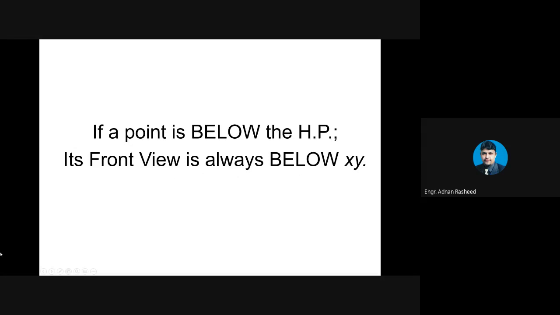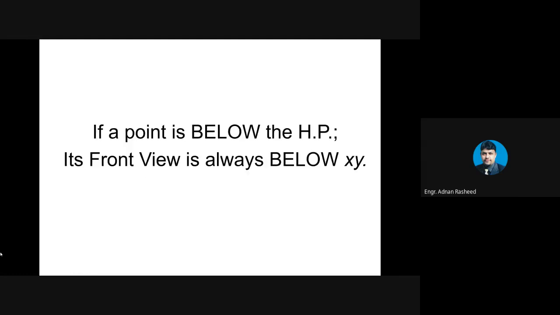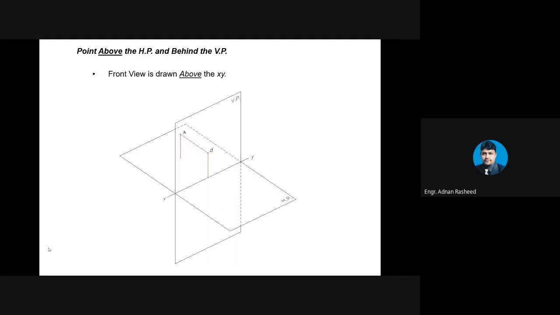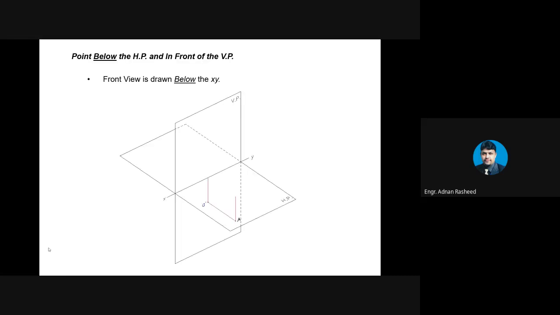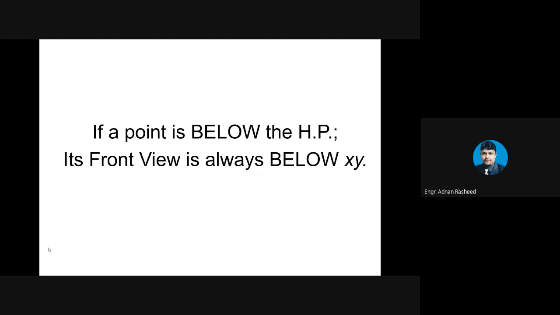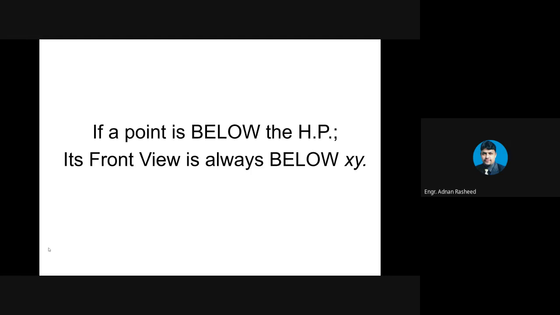below XY line. In first scenario, we have seen that if a point is above the horizontal plane, its front view will be above the XY line. And in the second one, if a point is below the horizontal plane, its front view is always below the XY line, like in these three examples. The point is below the horizontal plane, so their frontal view will be below the XY line.